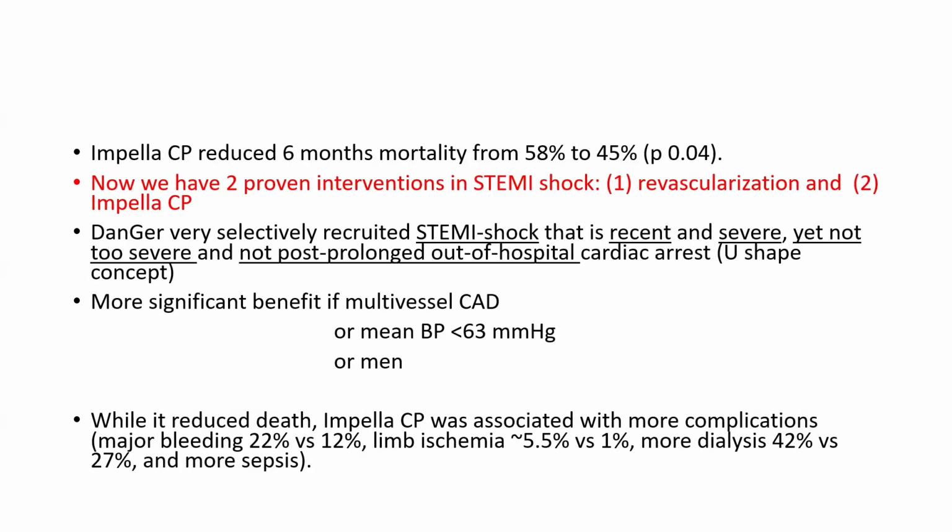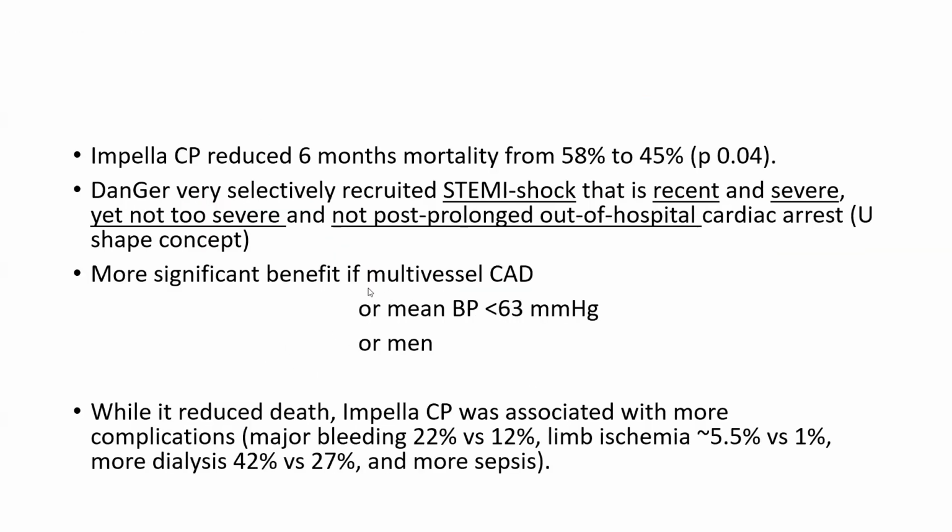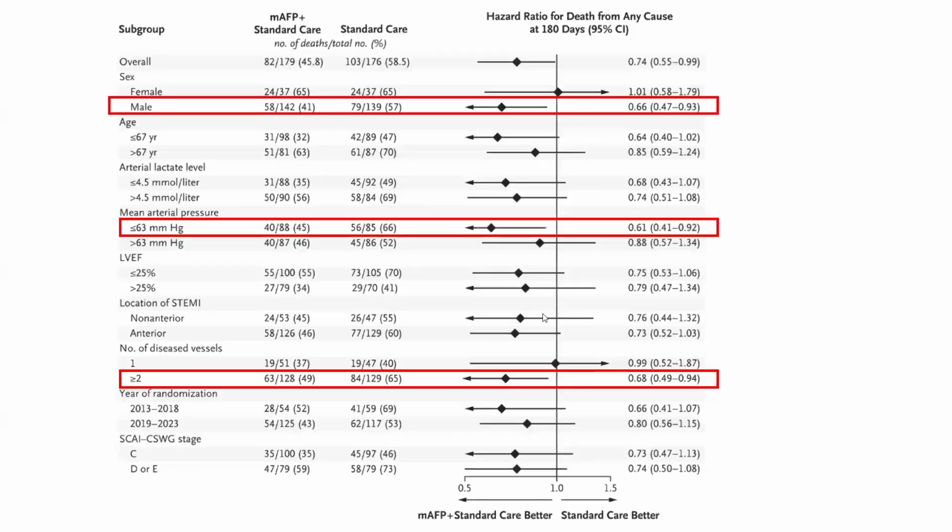It took 10 years to recruit 355 patients in the DanGer trial, which some may criticize, but I think this is a virtue of this trial. They narrowly selected the patients who are most likely to benefit. It's a pure and excellent trial. And in that study, there was more significant benefit if multivessel CAD, if your initial mean blood pressure was less than 63, and in men. There was no benefit in women, but this subgroup was small.